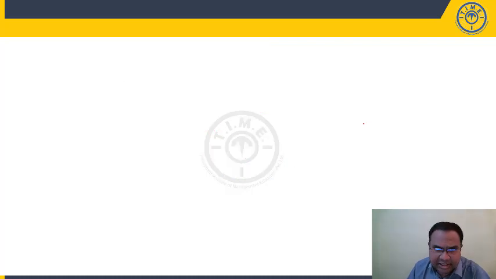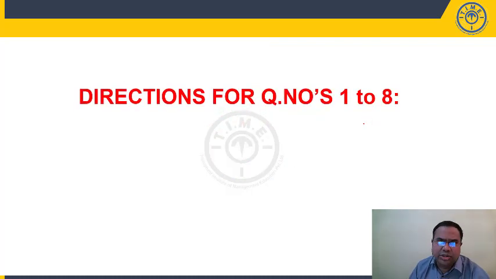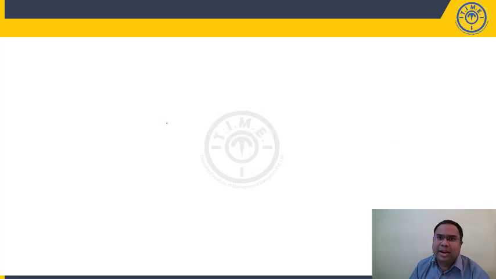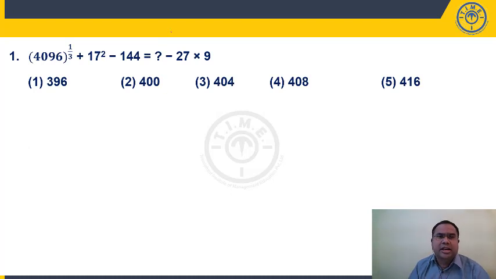Let us start discussing this session, students. Questions 1 to 8: what will come in place of the question mark in the following question? These are simplification questions, the 8 questions on simplification. In approximation questions, you take the approximate value and solve, but in simplification questions, you have to take the exact value and solve. Now, students, you have to be very careful.